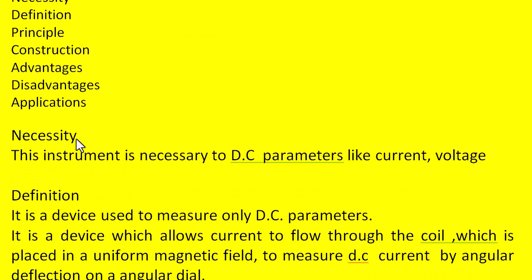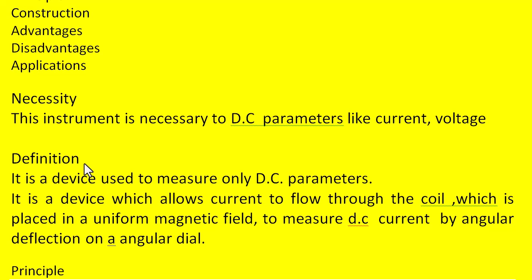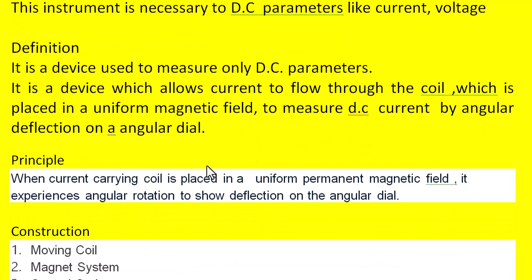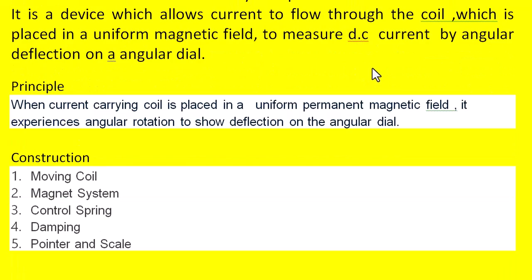First point is necessity. This instrument is necessary to measure DC parameters like current and voltage. Next, definition. It is a device used to measure only DC parameters. That's why it is called MC meter or PMMC instrument.